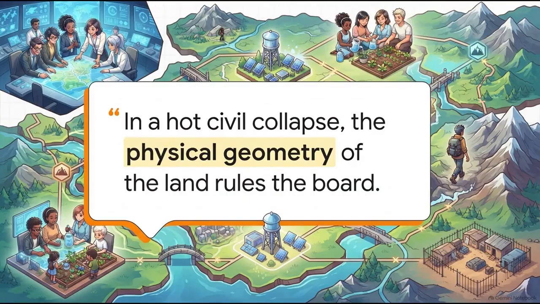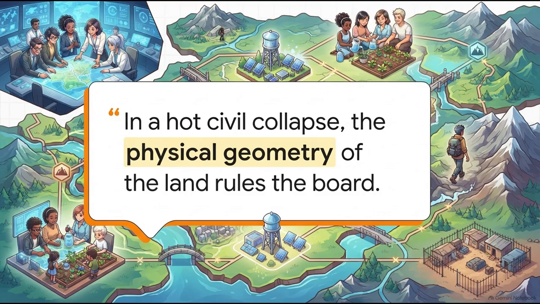There's a quote from the briefing that hits the nail on the head. In a hot civil collapse, the physical geometry of the land rules the board. When you really unpack that, what it means is that political affiliation effectively stops being about voting and transforms into a hard, unforgiving geographic boundary.